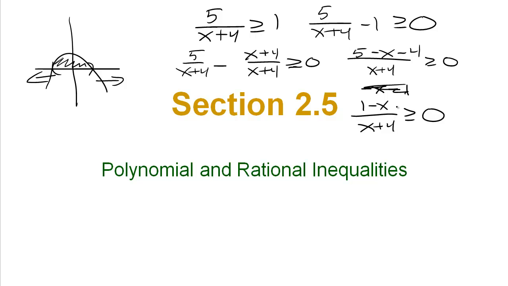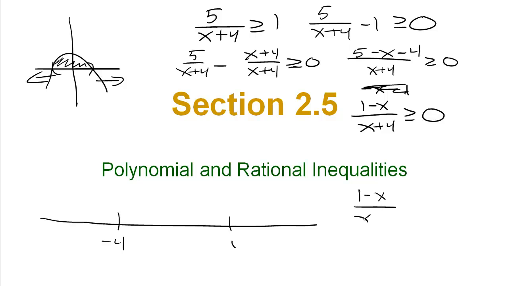Okay, now, in order for a fraction to be greater than or equal to 0, you figure out where it's equal to 0, top and bottom, and then you just check each interval. So on my number line, the top is equal to 0 at 1, the bottom is equal to 0 at negative 4. Okay? Now check each interval with a test point and see what happens. So here's my fraction.